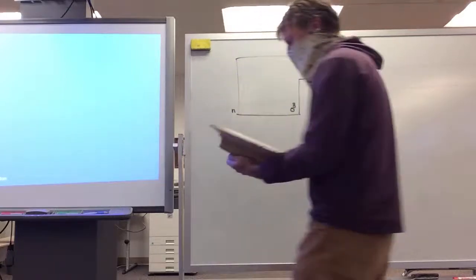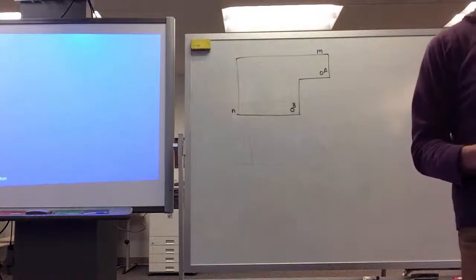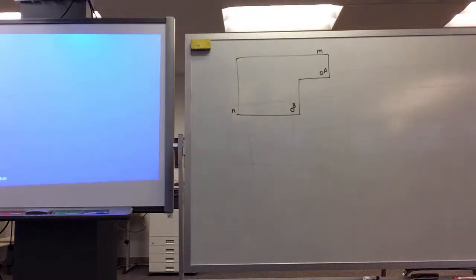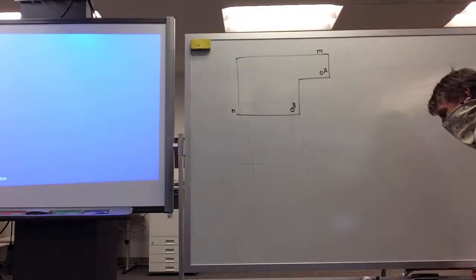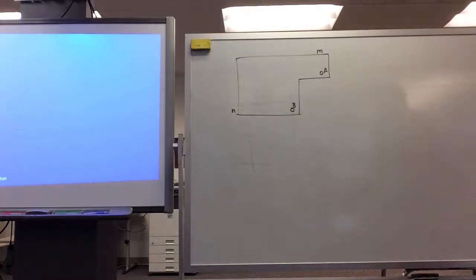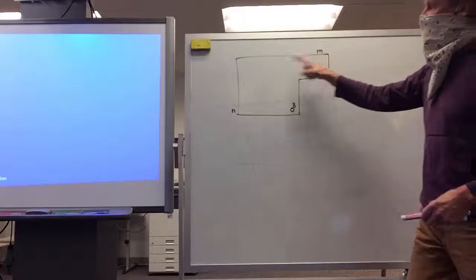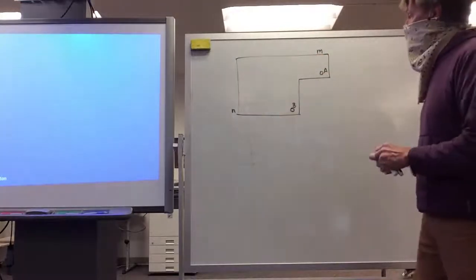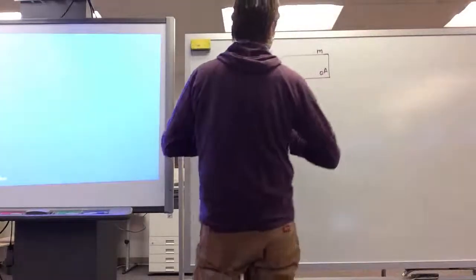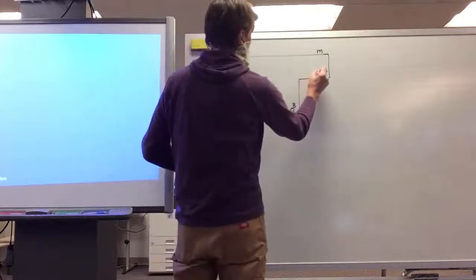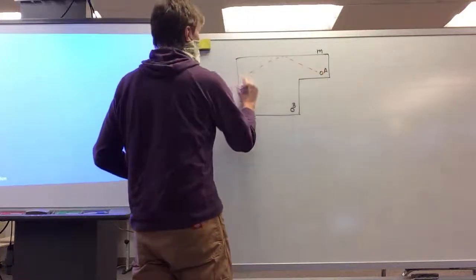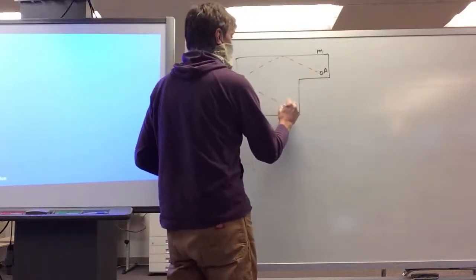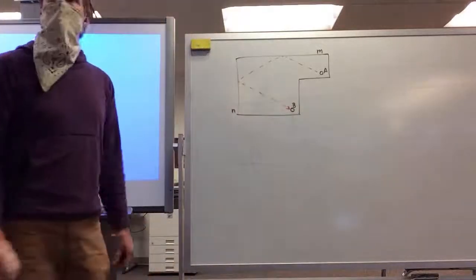Okay, so we've got to go A to B, and it's got to go off of this wall and that wall. So, if I was just gonna kind of eyeball it, it might be something like this. Is that okay? Sort of?